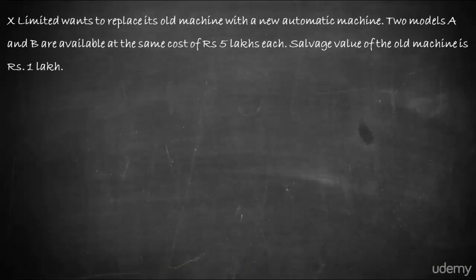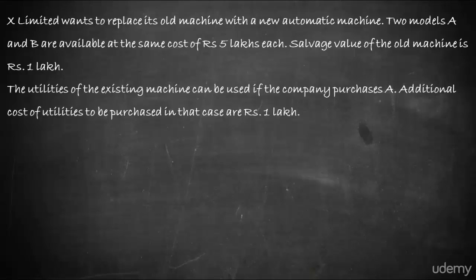X Limited wants to replace its old machine with a new automatic machine. The models A and B are available at the same cost of rupees 5 lakh each. Salvage value of the old machine is rupees 1 lakh. The utilities of the existing machine can be used if the company purchases A.